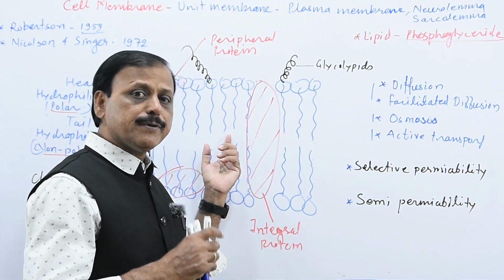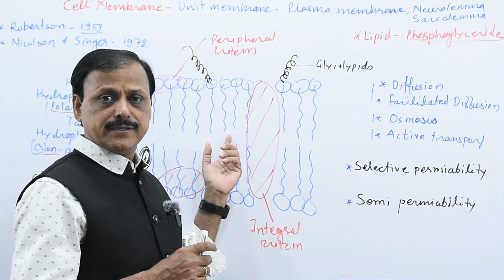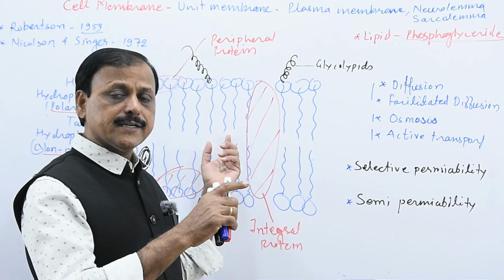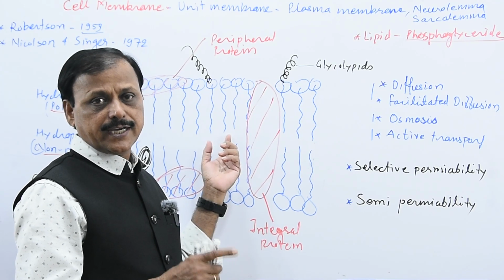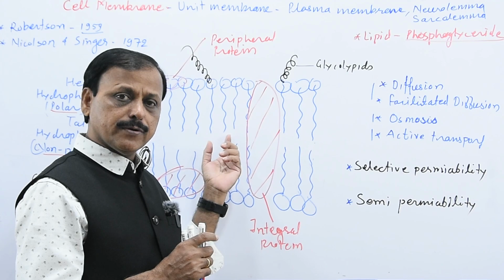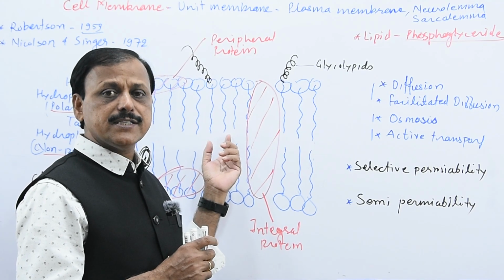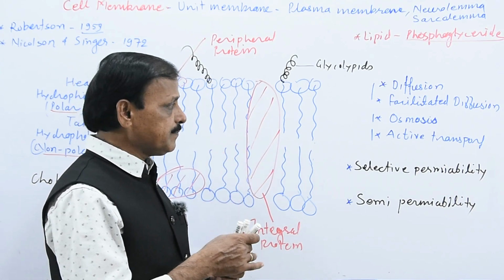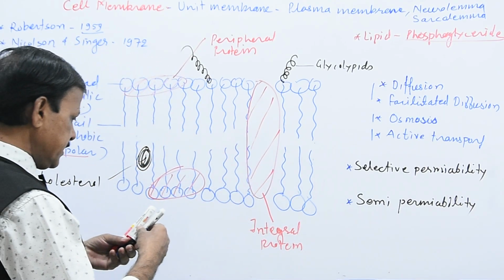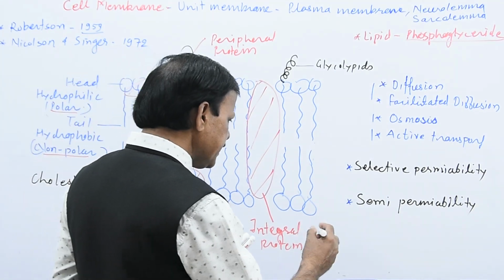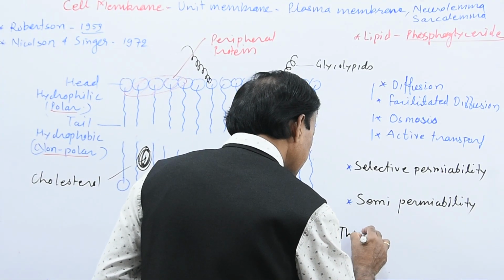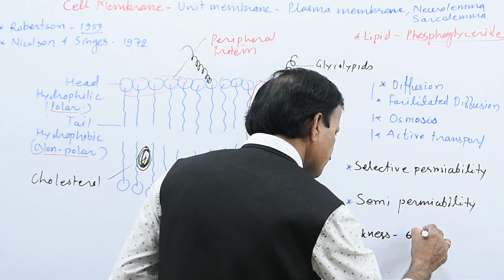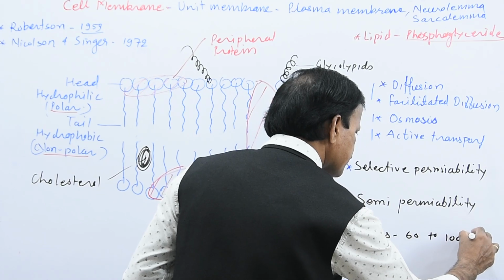So other organelle membranes are also made up like the cell membrane. Tonoplast of vacuole, nuclear envelope of nucleus, and membranes of other organelles, either they are single or double. In chloroplast and mitochondria, as well as nucleus, it is a double membrane. In the rest of the other organelles, it is a single membrane. So the thickness of the cell membrane is 60 to 100 angstrom.